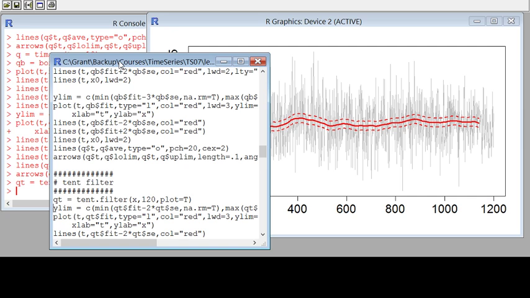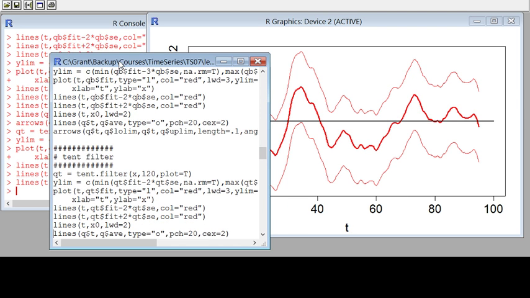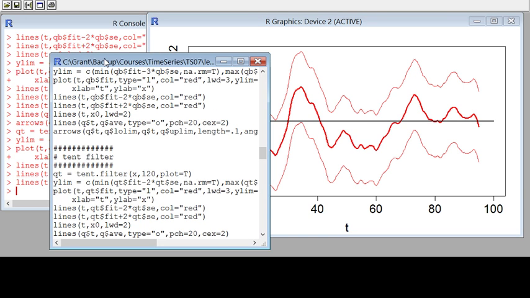Let me go ahead and plot the values as a function of time, not as a function of data index number. And let me plot the confidence intervals and the true values. Now the boxcar filter followed this same line very well, but it jiggled around a lot on short time scales. This is much smoother on short time scales. That's one of the differences between the tent filter and the boxcar filter.